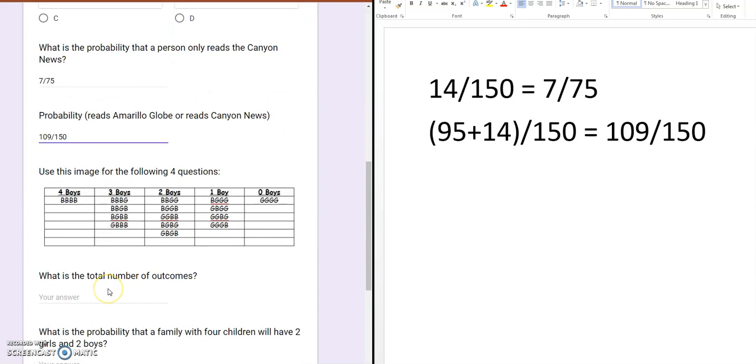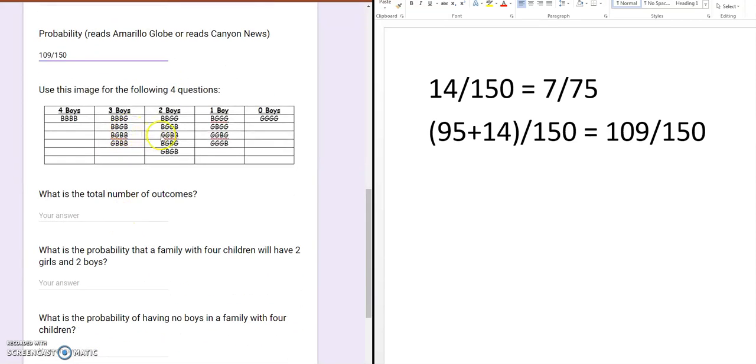Use this image for the following questions. This image is actually a little bit off. This one right here, if you notice 2 boys, the option of the middle 2 children as being boys is missing. So this should say girl, boy, boy, girl here on the bottom, and there should be 6 options here in the middle.